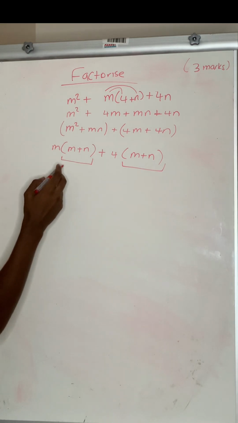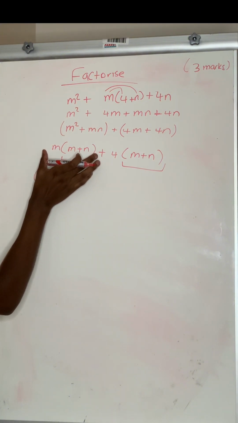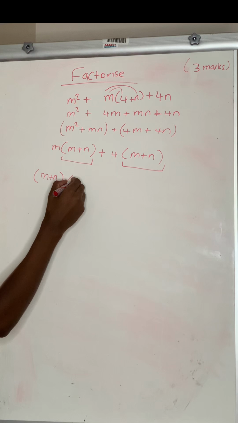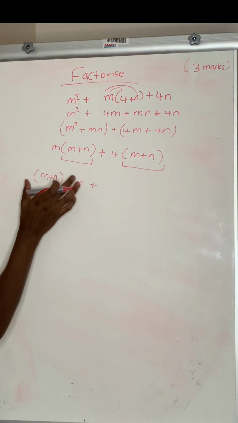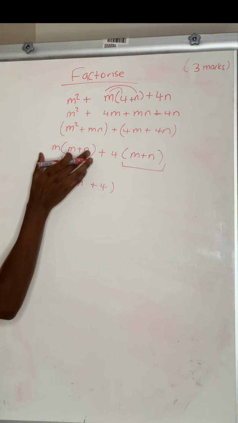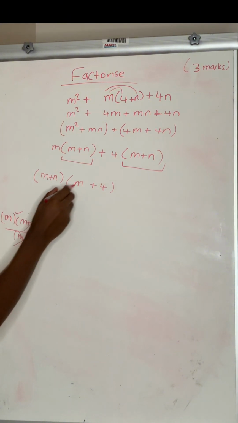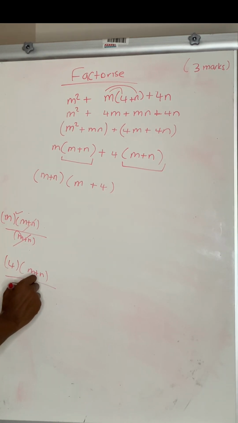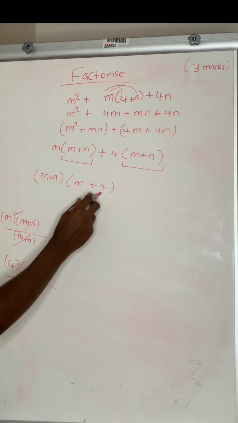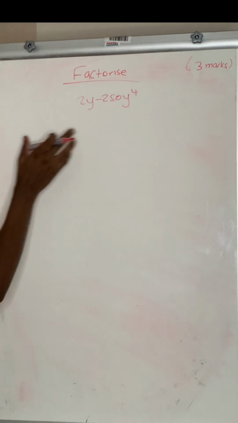The common factor here is m plus n. If you divide all of this, m into m plus n divided by m plus n, you're going to be left with positive m. And then plus 4 into m plus n divided by m plus n, you're going to be left with positive 4. This is basically saying m into m plus n divided by m plus n. When you divide these two, you're going to be left with m, which is this one over here. Again, if you say 4 into m plus n, all of that divided by m plus n, these two are going to cancel each other out, and then you'll be left with 4. So the final answer is this one.